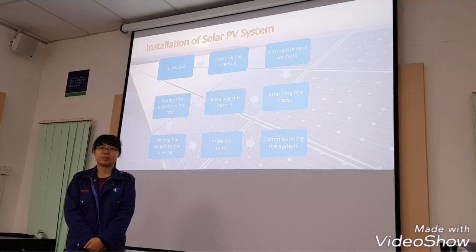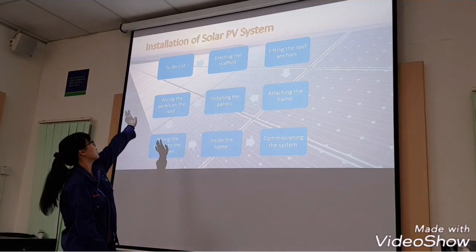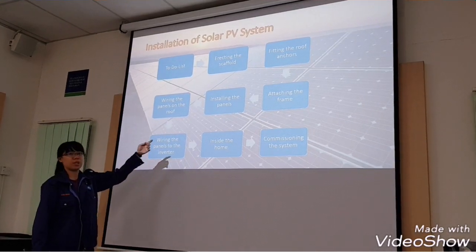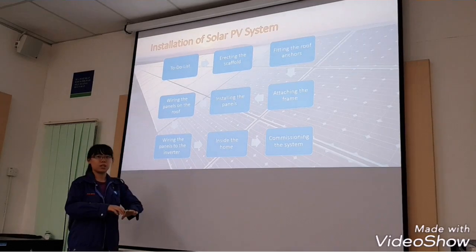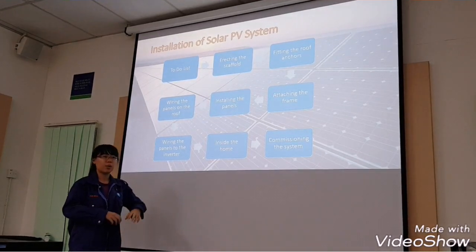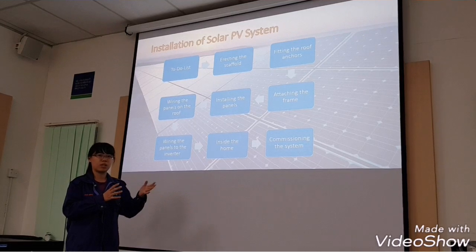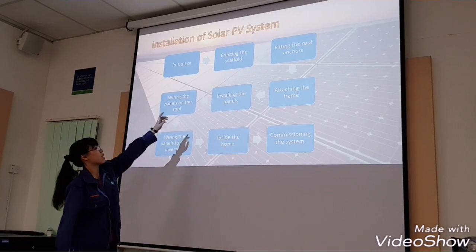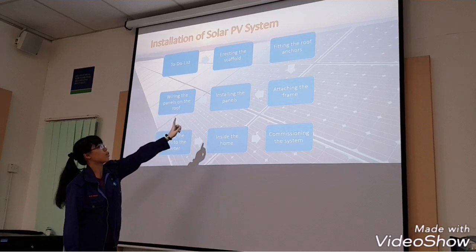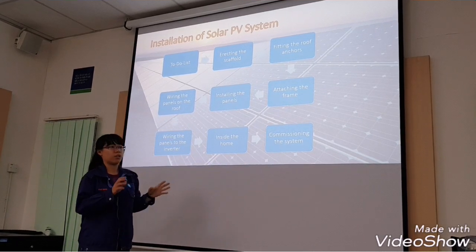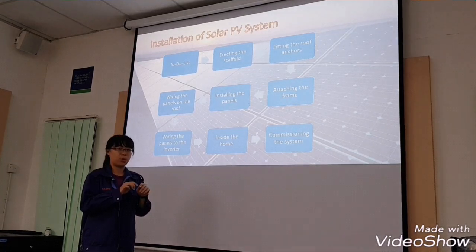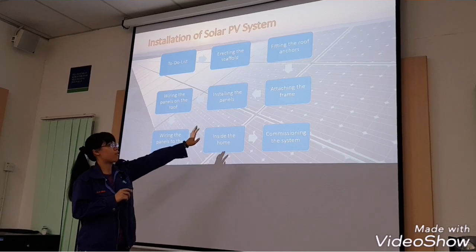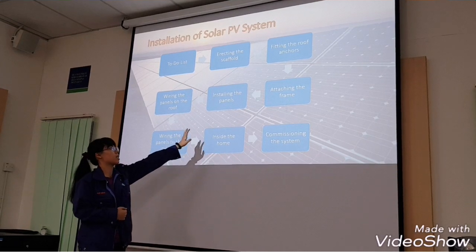Now I'm going to introduce the installation method of the solar PV system. First, we need to prepare. We need to know the dimension of the roof and what kind of panel we are going to install on the roof. And then we erect the scaffold. After that, we fit the roof and cross, checking the dimension of the roof that we install. Attaching the frame. After that, we install the panels according to the frame.